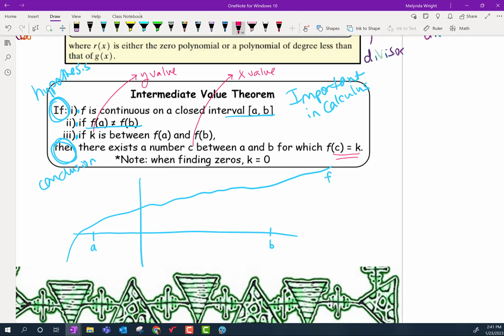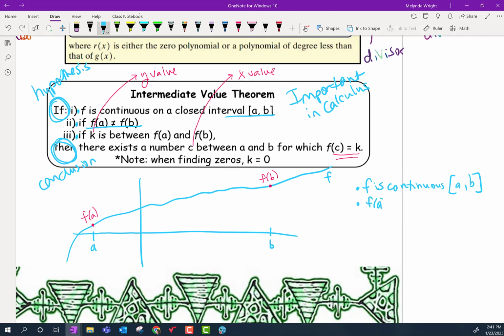So right above a, the y value above a would be f of a. And the y value above b would be f of b. Okay, so let's go through our 3 parts. Number 1, the first bullet point: f is continuous between a and b. Those are x values. Check. It's all continuous.